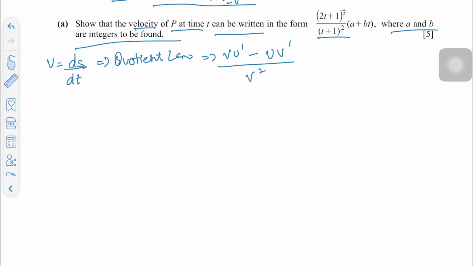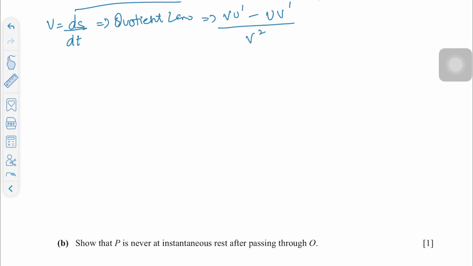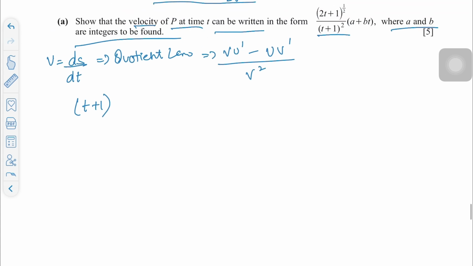V squared is basically v square. So if we write v, v would be t plus 1. Our u dash would be, this 3 over 2 would be coming over here. So this would be 3 over 2 power down. So this would be 3 over 2, and then the differentiation of the function, this would be 2 again, and this 2 and this 2 would be cancelled out.